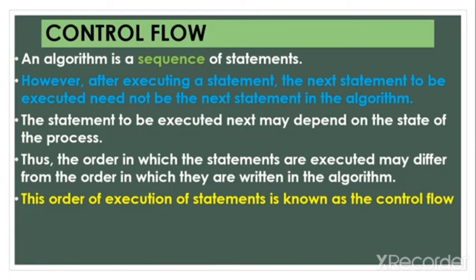So breaking this order is what control flow is here. Normally statements execute one by one. But we have a different way of executing an algorithm also. It may differ from the order in which they are written in the algorithm. It is not necessary that they execute step by step. In some situations we have to jump from one statement to another statement also. This order is called the control flow.